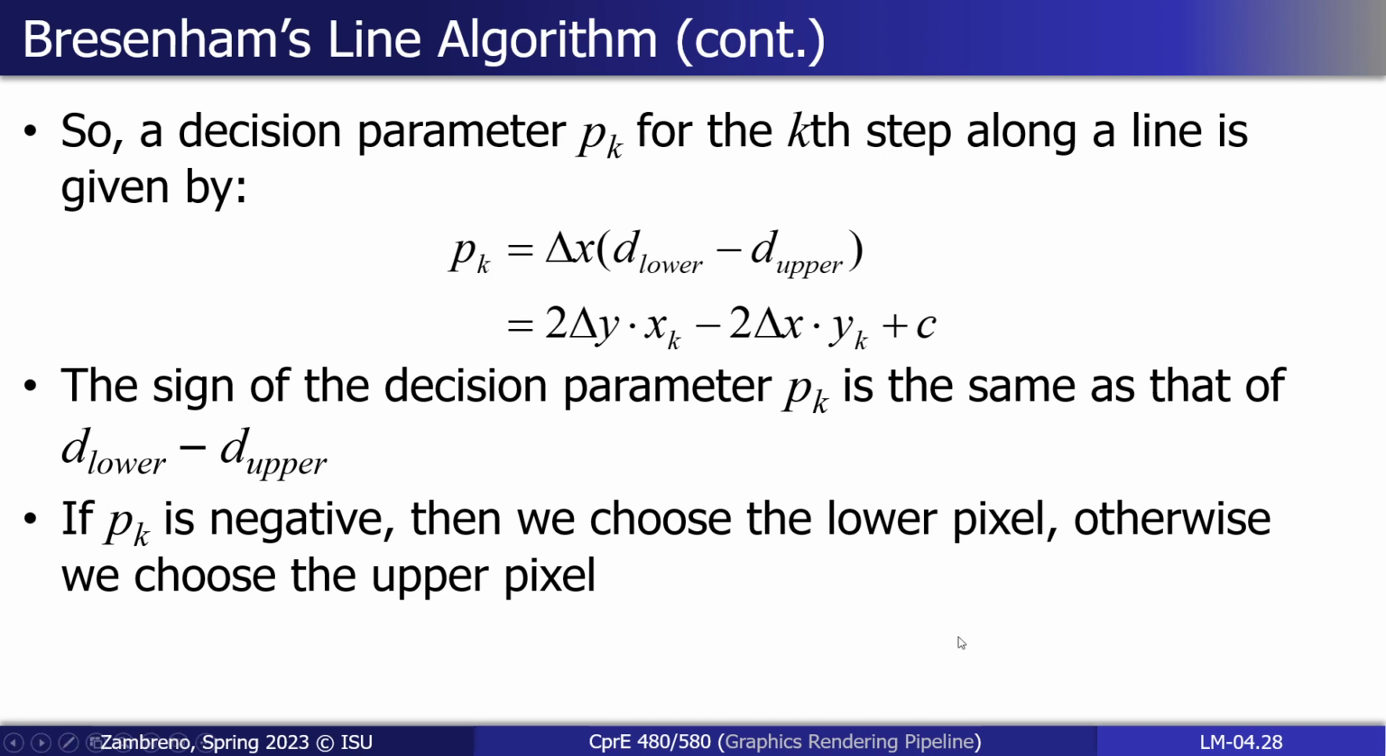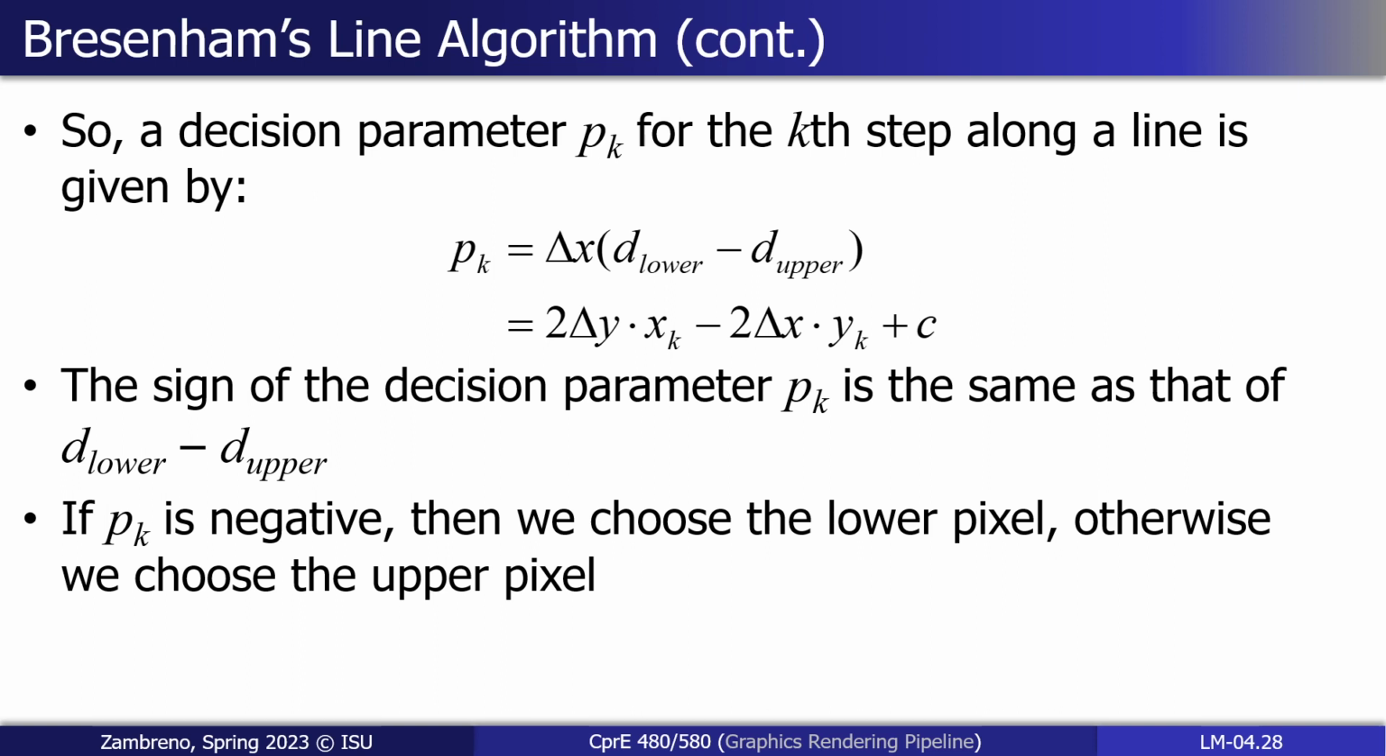Well, if our value for this decision parameter is going to be negative, we're going to choose the lower pixel, right? And we're going to choose the lower pixel because in that case, D lower is less than D upper. Maybe it's a little bit of a double negative in terms of how we're thinking about it, but that's what's happening here, right? D lower, if it's less than D upper, we want D lower. It's closer to the lower pixel than to the upper pixel. Otherwise, if it's positive, that means D lower was greater than D upper. We want to choose the upper pixel there.